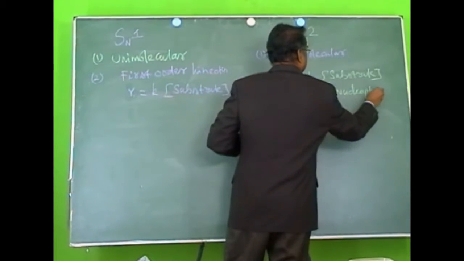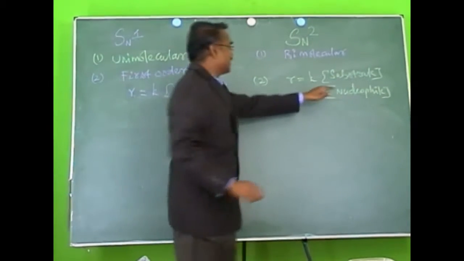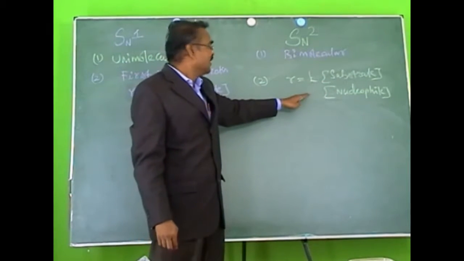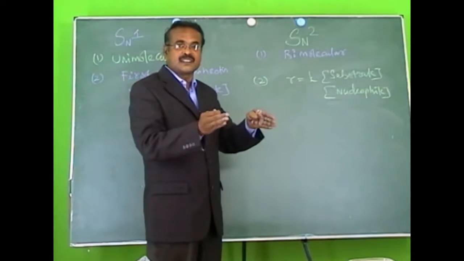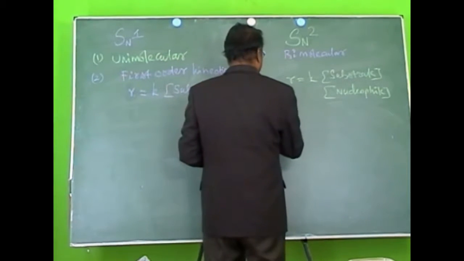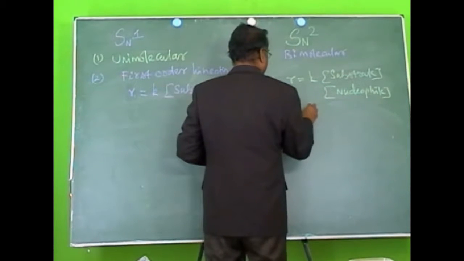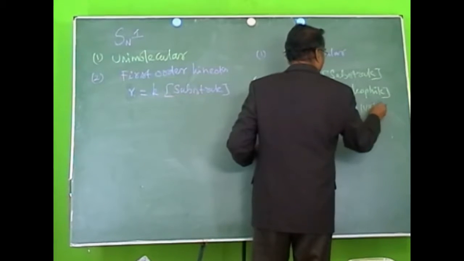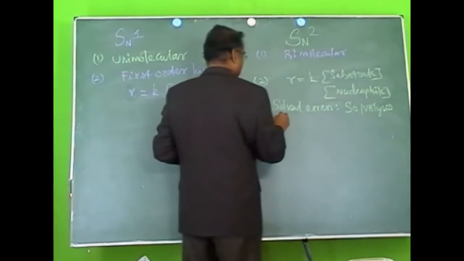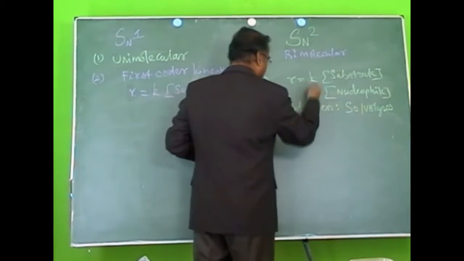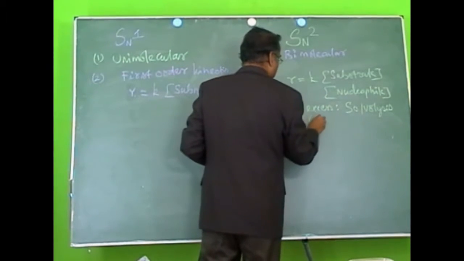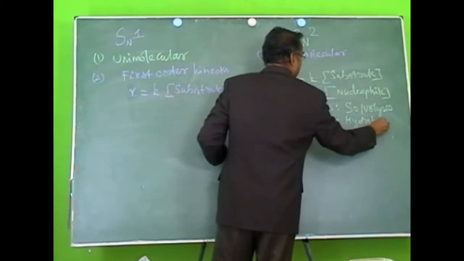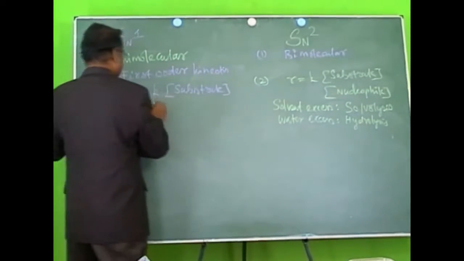In some cases, if the nucleophile is taken in excess, that is, the solvent itself acts as a nucleophile, then it is called a separate group of reaction called solvolysis. If solvent is in excess, it is called solvolysis. If water is in excess, it is called hydrolysis. It is within the class of SN2, water in excess, hydrolysis. The same we can apply here also, solvolysis and hydrolysis.